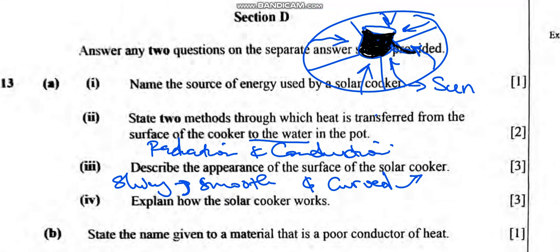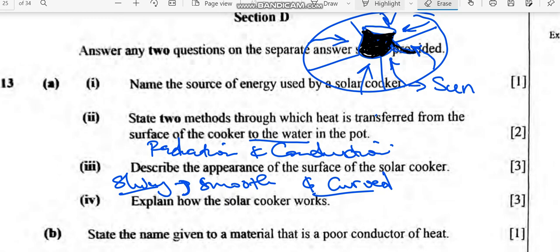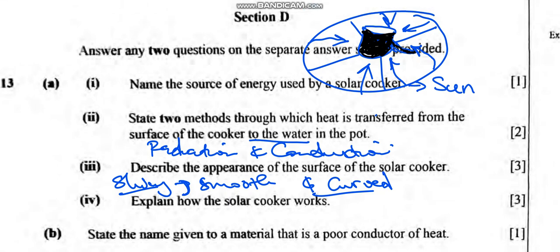Explain how the solar cooker works. It is shiny to reflect heat. It is curved so that it can focus the reflected heat on the single point. If the question says explain how the solar cooker works, you can answer by saying heat from the sun gets to a curved surface. Number one, heat from the sun gets to the curved surface through the process called radiation.